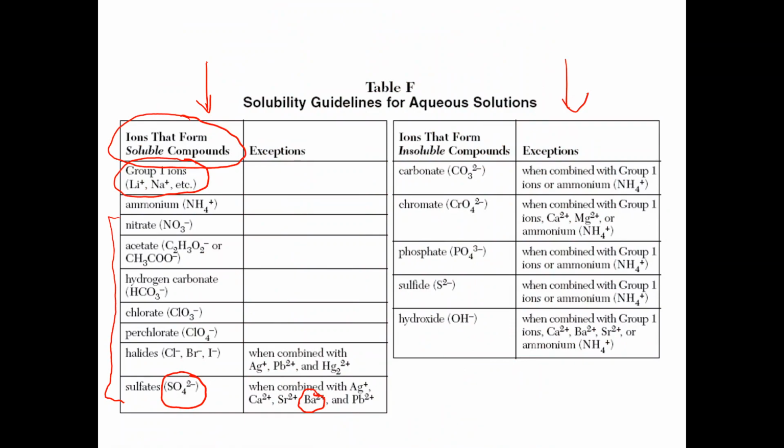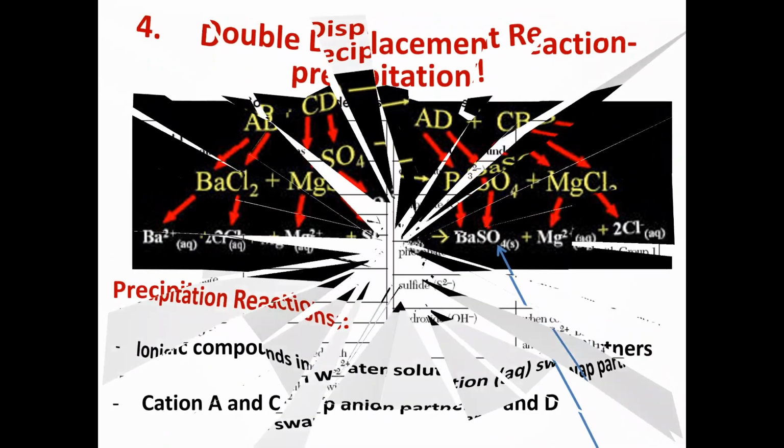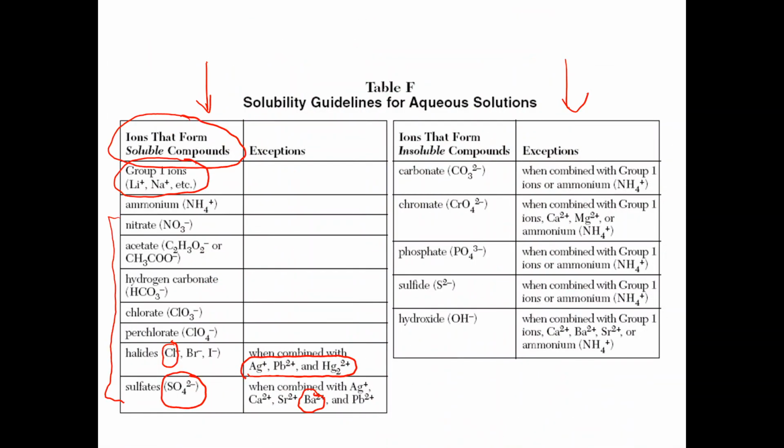Let's look up the other one. Magnesium chloride. So we're going to look up chloride. Here it is, right here. Chlorides normally are soluble. There are some exceptions if you're with these three cations. Magnesium's not one of them. So magnesium chloride is soluble. Now before you panic and say, well, I have to memorize this table to figure out if they're soluble or insoluble? No, you don't. You just have to know how to use it.